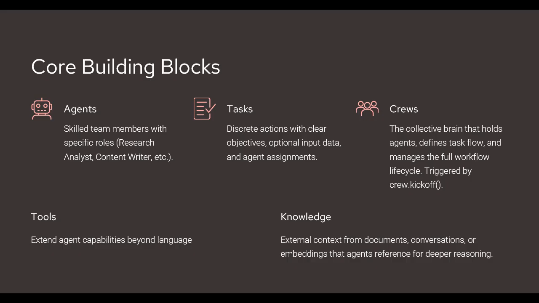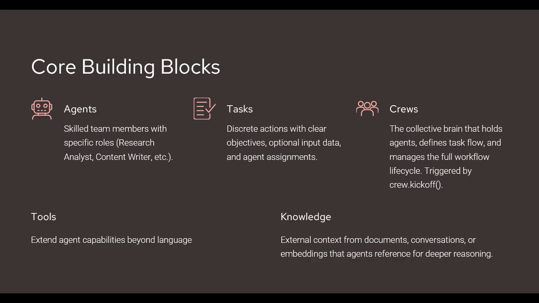Tasks are discrete actions or goals. Each task has a clear objective, optional input data, and can be assigned to a specific agent. Tasks can be static, dynamic, or even generated by other agents. Crews. This is the collective brain, a container that holds agents, defines the task flow, and executes the collaborative process. A crew manages the full life cycle of the workflow.